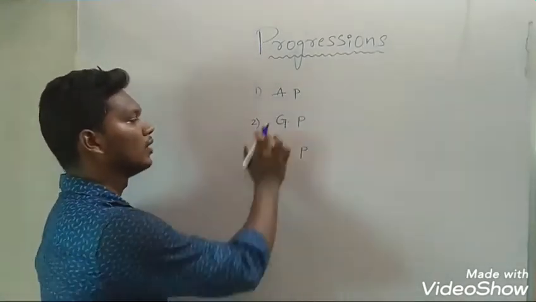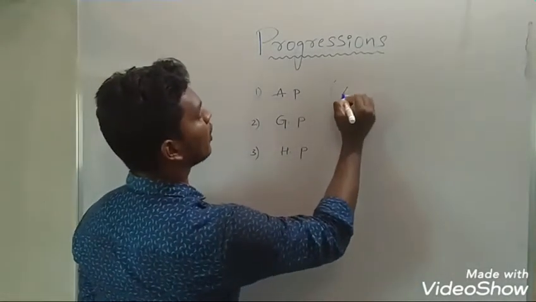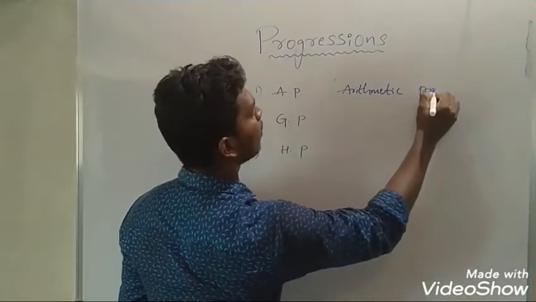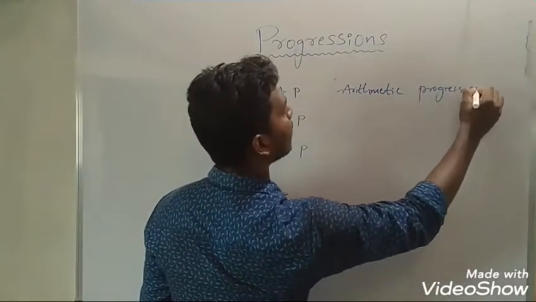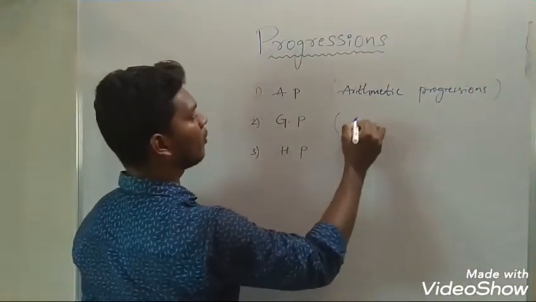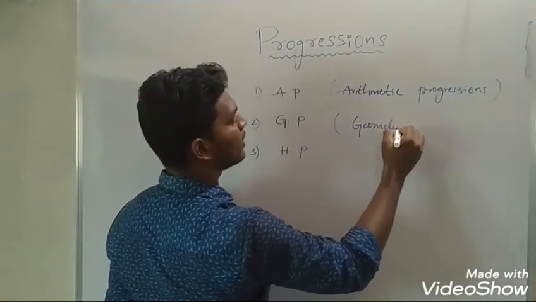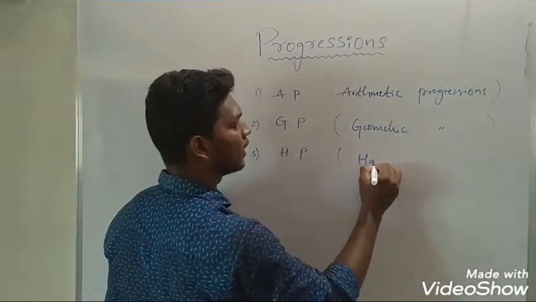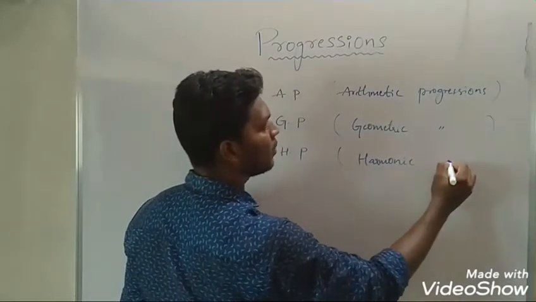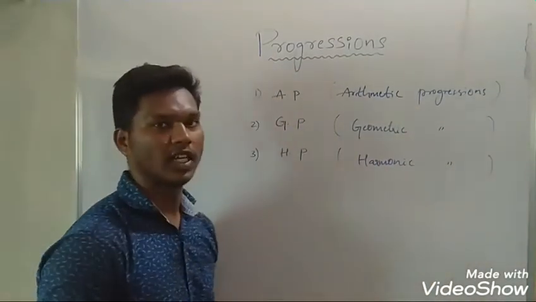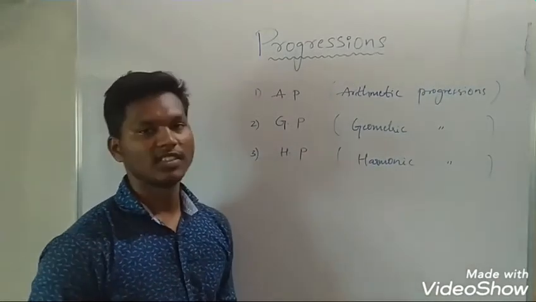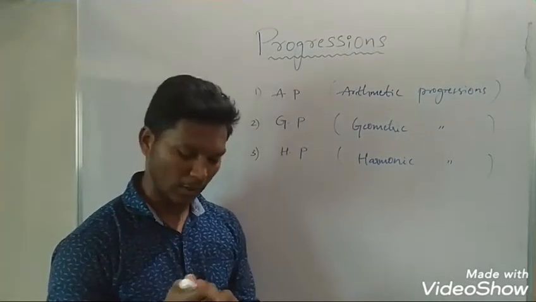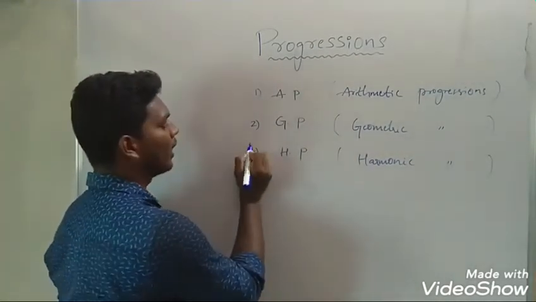First one is AP. AP means arithmetic progressions, and GP means geometric progressions, and finally HP means harmonic progressions. In this lesson we are going to learn about AP and GP, and we are excluding HP.